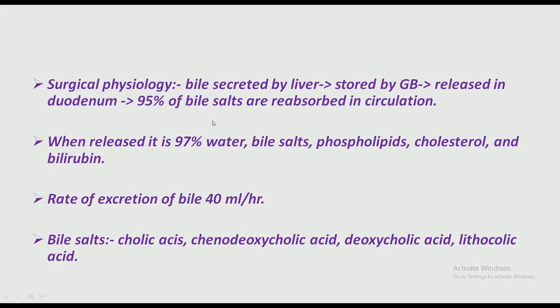The surgical physiology is that bile is secreted by the liver, stored by the gallbladder, and released in the duodenum. 95% of the bile salts are reabsorbed into the circulation. You know this from your anatomy and physiology. When released, it is 97% water, bile salts, phospholipids, cholesterol, and bilirubin. The rate of excretion of bile is 40 ml per hour. Bile salts are cholic acid, chenodeoxycholic acid, deoxycholic acid, and lithocholic acid.